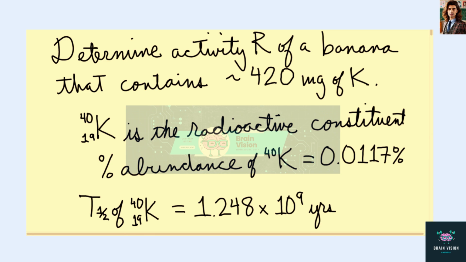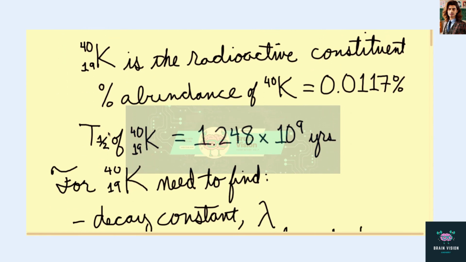In this problem, we're asked to determine the radioactivity, R, of a banana that contains 420 milligrams of potassium. In potassium, it's potassium-40 that is the radioactive constituent, the radioactive isotope. And if you look up in Appendix B, the percent abundance of potassium-40 is 0.0117%.